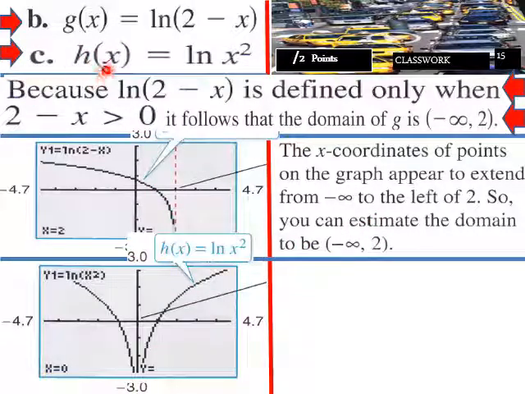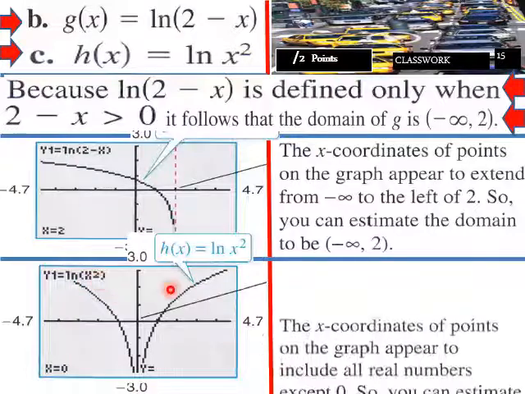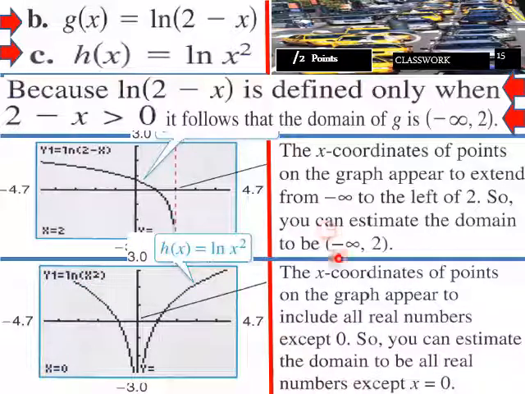Okay, this one here, h of x equals natural log x squared. Here is your graph here. This is h of x, natural log x squared. What's going on here? The x-coordinates of points on the graph appear to include all real numbers except 0.